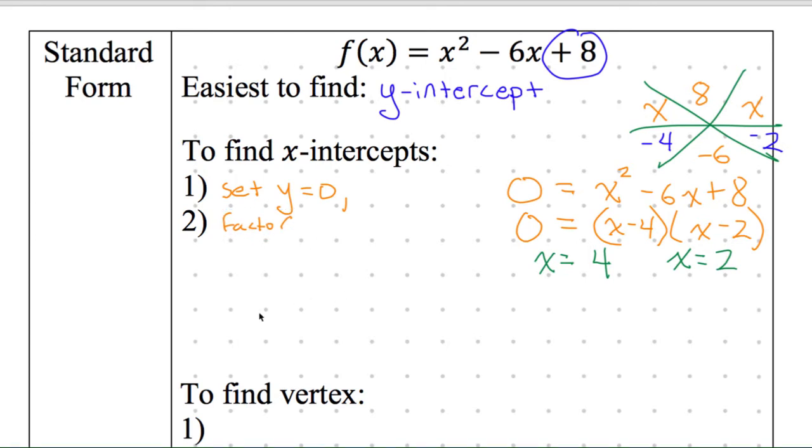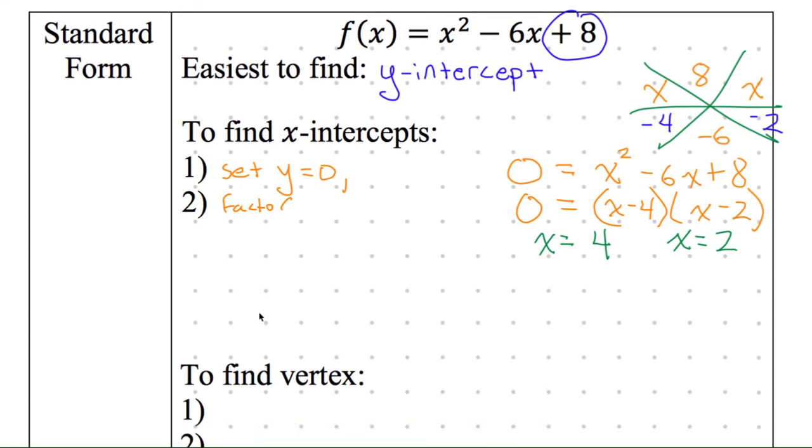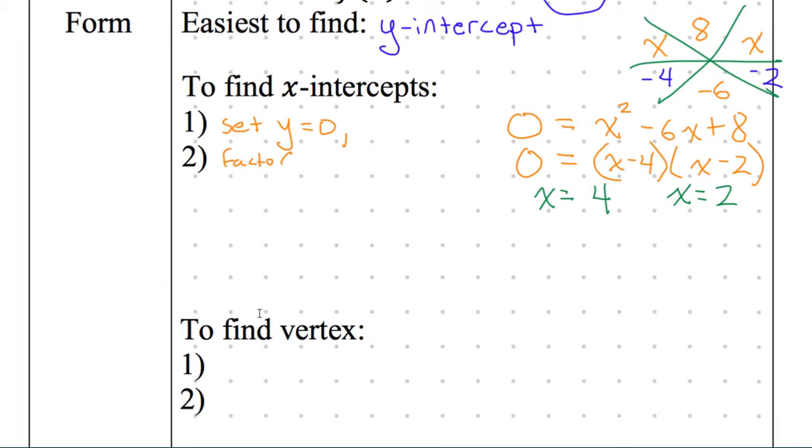Set y equal to 0, then factor. We just found the x-intercepts. Cool. Let's find the vertex now. So Ellery had a cool handy-dandy formula. That is one of two ways to solve it.